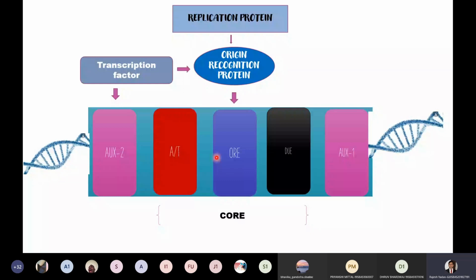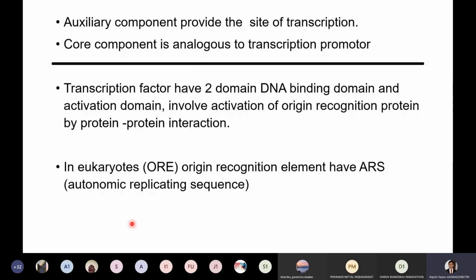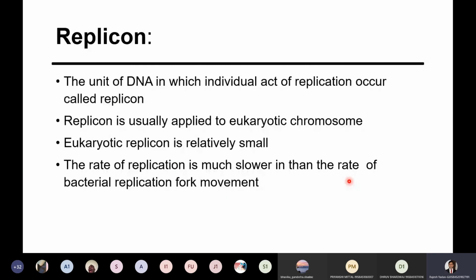What is known about eukaryotic replication? It is known that the eukaryotic chromosome origin has this structure: a core element and an auxiliary element, and the core element has the origin recognition element. This element has the autonomously replicating sequence, and this origin is also called a replicon. And now this is the structure of the ARS, the autonomously replicating sequence.